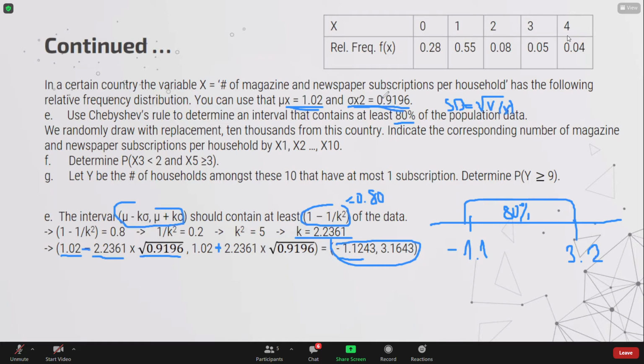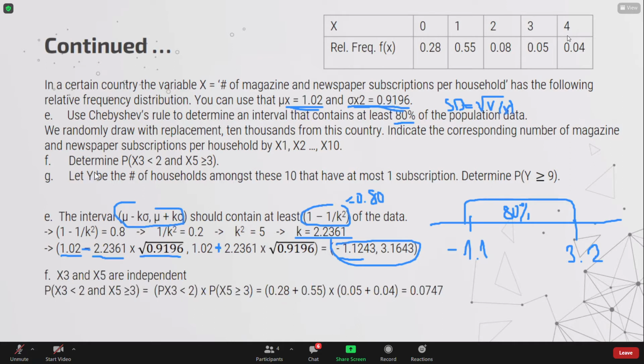So that's the period of our observations, containing 80% of our observations. So let's go to question F. We have to determine if x3 is below 2 and x5 is above 3. What does it mean? We have already the table of the relative frequencies.